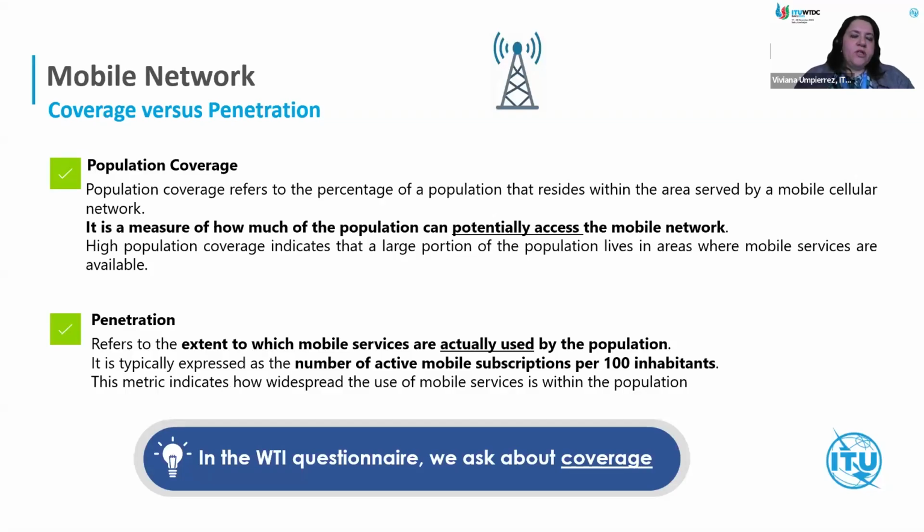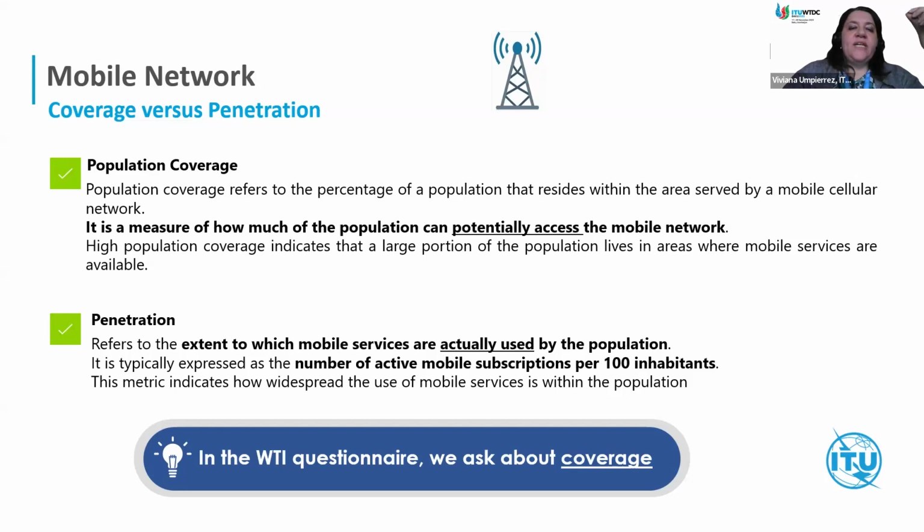In terms of the mobile network, the important thing here is that in general there is a confusion between what we call coverage and what we call penetration. Coverage is a measure of how much of the population can potentially access the mobile network. What does it mean? It means that if I would like to use the service in one geographical place, I can do it. I have the option to use it. When we talk about penetration, penetration refers to how much mobile services are actually used by the population.